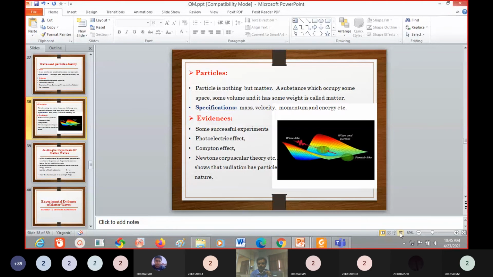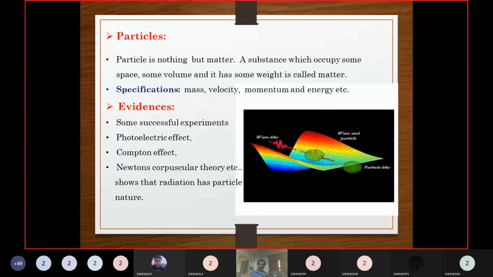So we are discussing, what is a particle here? A particle is nothing but matter. A substance which occupies some space, some volume, and has some weight is called matter. What is the specification of a particle? A particle should have mass, velocity, momentum and energy. These are the specifications of the particle.